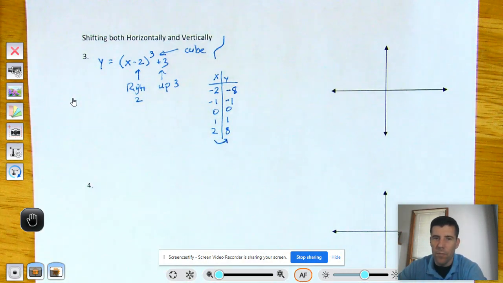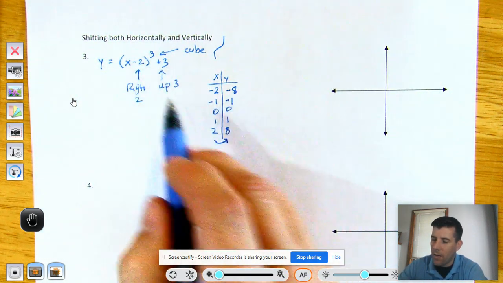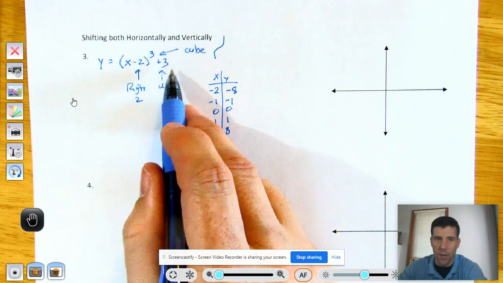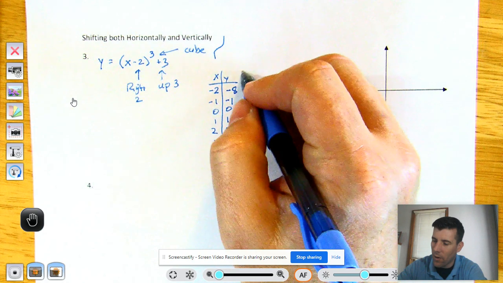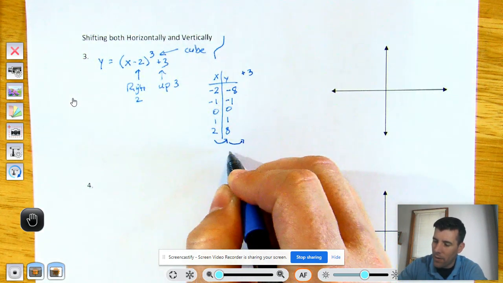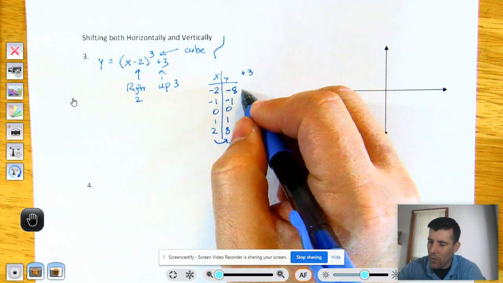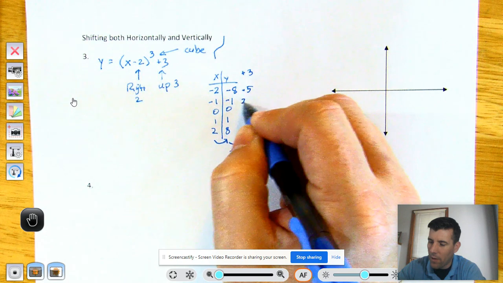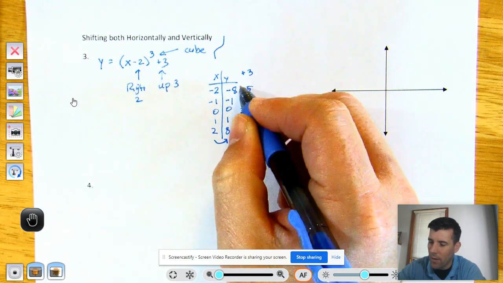And it doesn't really matter the order that I figure out the changes here. I'm going to start with this one. This is what happens after I cube it. I have to add 3. So over here I'm going to put plus 3. So I cube it. The next thing that happens at the end is I need to add 3 to everything. So that's going to give me -5, +2, +3, +4, and 11. Those are my y values.